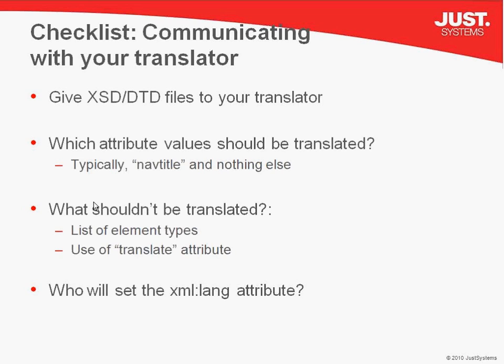And also talk about what shouldn't be translated. So give your translator a list of element types that shouldn't be translated, such as your code block elements, and make sure that they know about the translate="no" attribute. So they shouldn't translate anything that has translate equals no. They should just leave that in its original language. Okay? And also make sure that either you or your translator will be changing that xml:lang attribute. So if you're working in English, you're going to have xml:lang equals generally en-us at the top of every file, and your translator should change that in general.